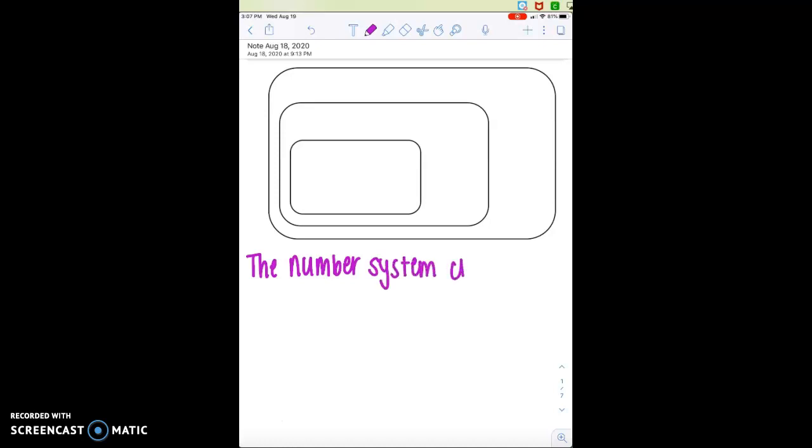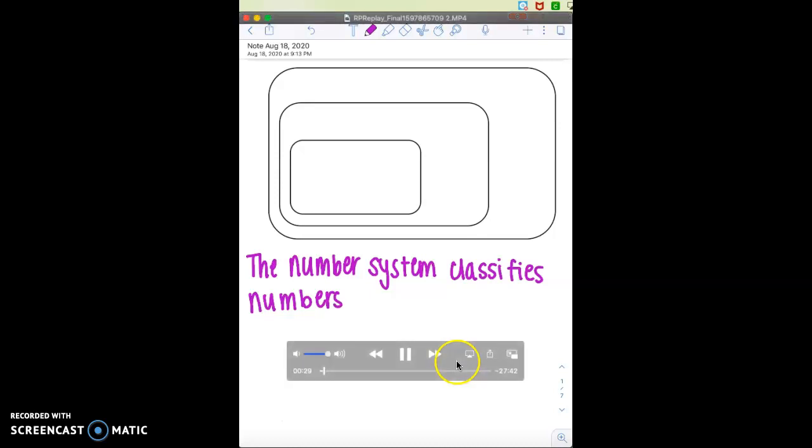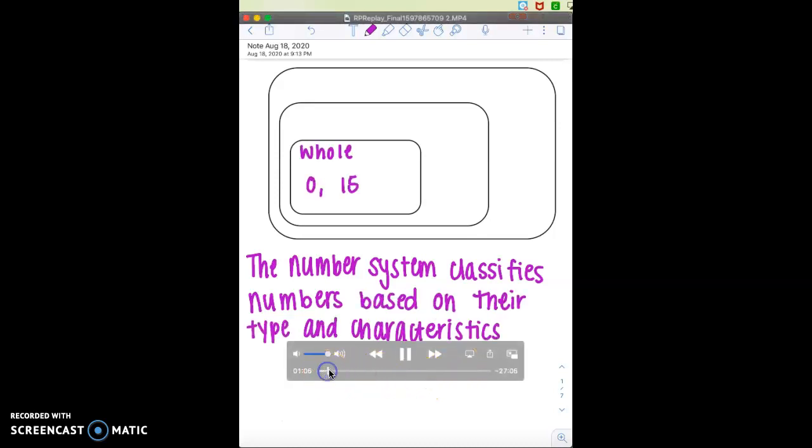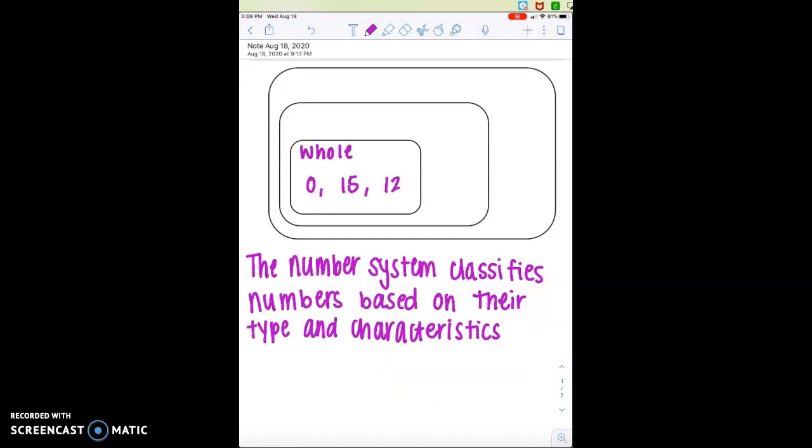Today, we're going to be talking about the number system. And the number system, basically, you've definitely heard about it before, but it classifies numbers based on characteristics and type. So we're actually going to start with whole numbers, and that's just your run of the mill number 1, 2, 3, 4, 5, 6, 7, 8, 9, 10, like any number that's not a decimal, a fraction, or a signed number. Then we're going to move to integers.